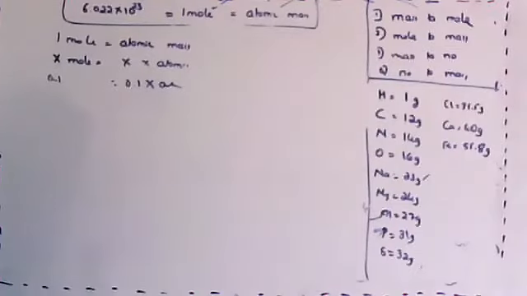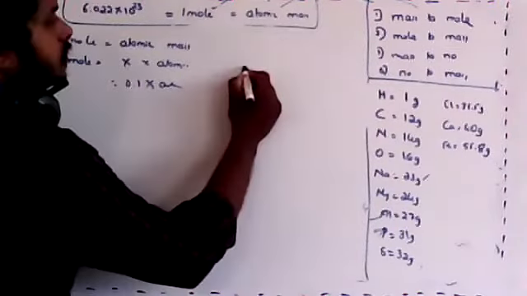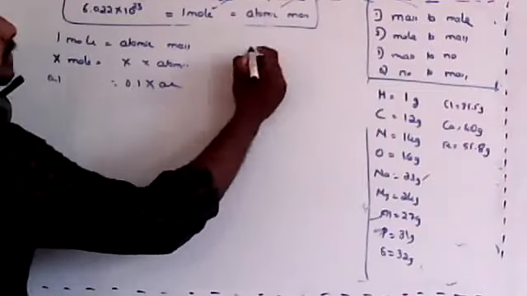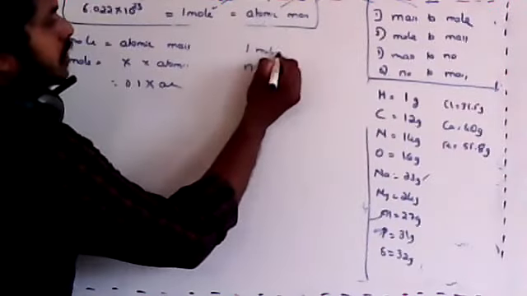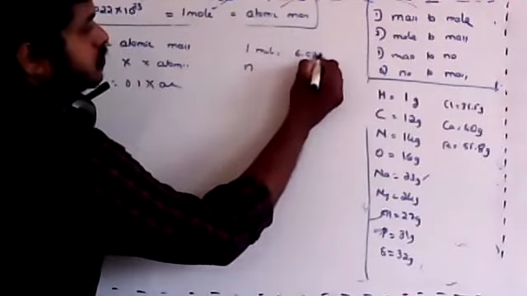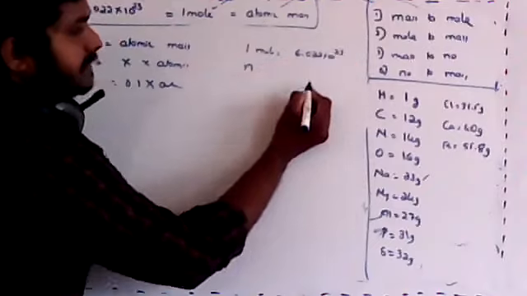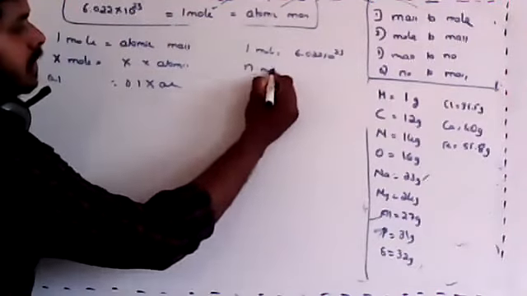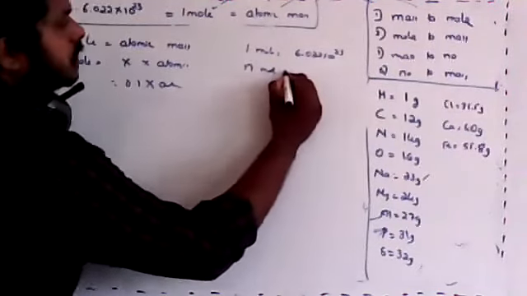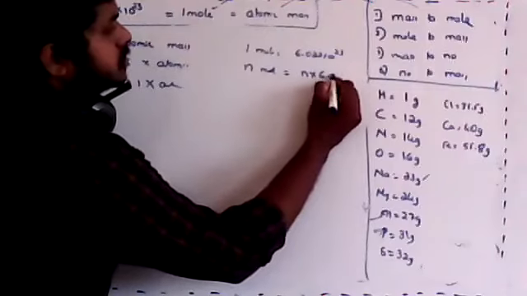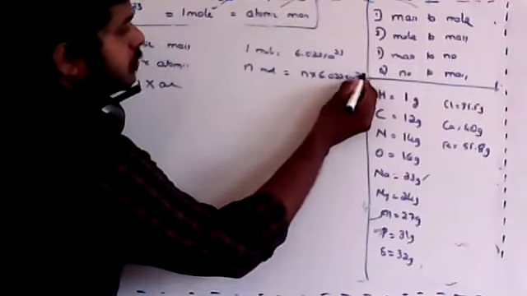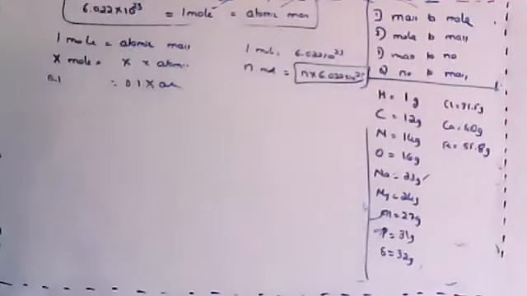Is it clear what I'm doing now? It is just like the formula that we got for the number also. For example, 1 mole equal to 6.022 into 10 to the power 23. Therefore, n mole, or x mole, anything you can write, will be equal to n into 6.022 into 10 to the power 23. If you remember this one, we can use it, right?